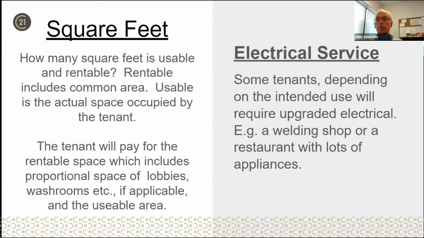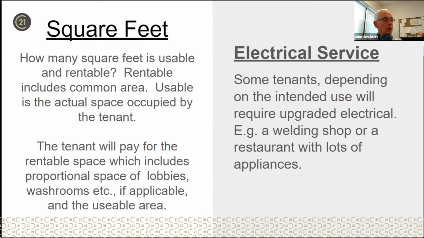So this would be typical in an office building where perhaps there's washrooms on each floor, where there's a lobby. Maybe there's even a security guard at the front door, who knows? Maybe there's a little walkway somewhere, and there's so many examples. So the rentable area could be 600 square feet, where the usable area is 500 square feet. Your tenant is going to pay for the rentable area, okay?